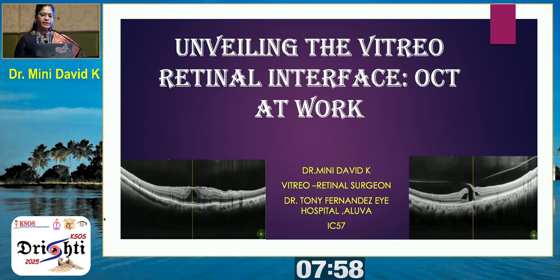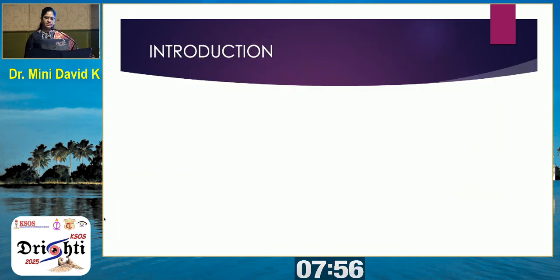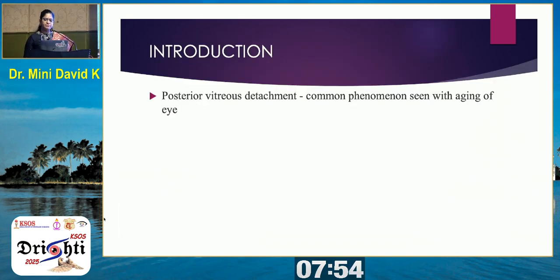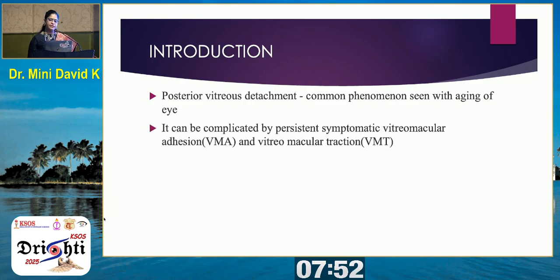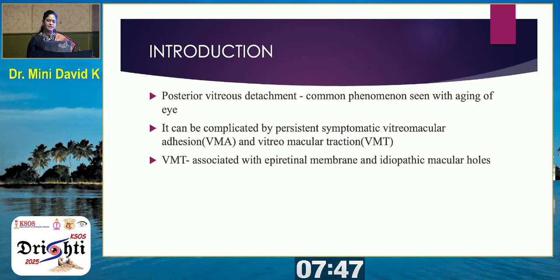Good morning. I will be talking on unveiling the vitreoretinal interface (OCT) at work. Posterior vitreous detachment is the common phenomenon seen with the aging of the eye. It can be complicated by persistent symptomatic vitreomacular adhesion and vitreomacular traction.